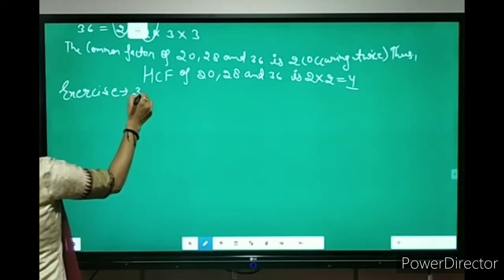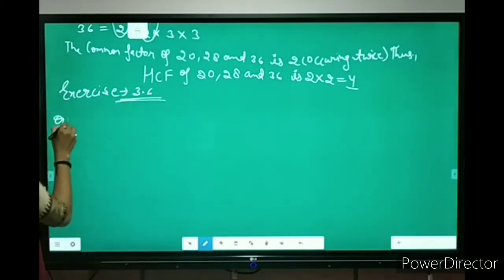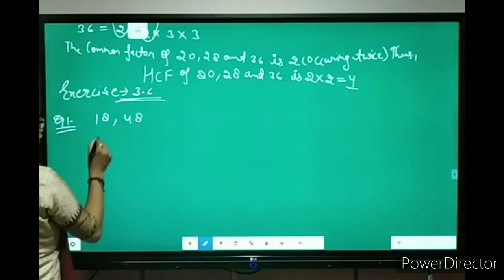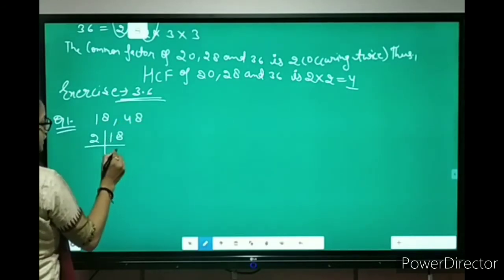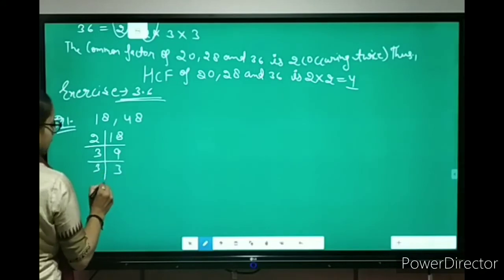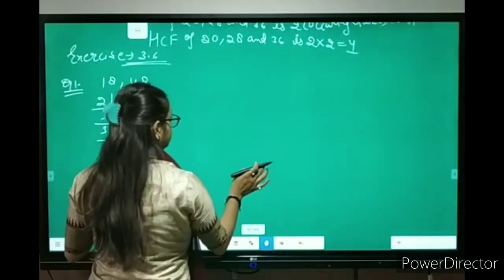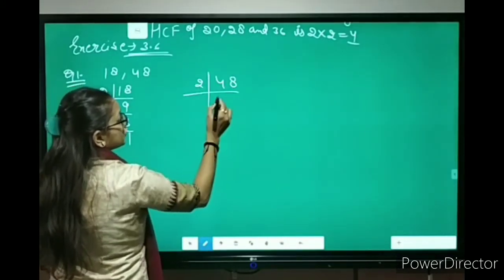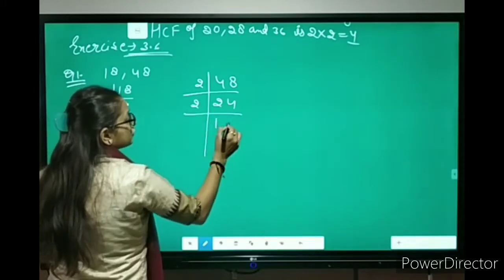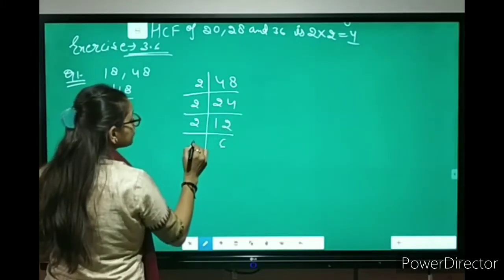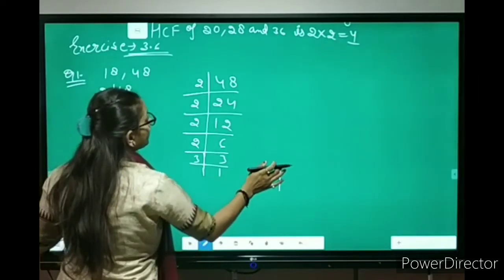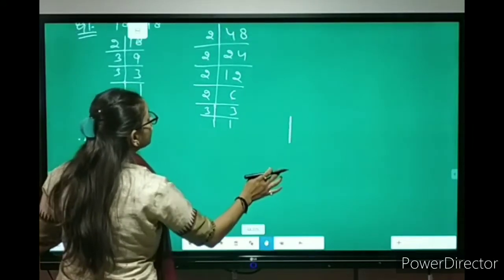One more example is exercise 3.6, question number 1. Find the HCF of the following numbers: 18 and 48. Factors of 18: 2 nines are 18, 3 threes are 9, and 3 ones are 3. Factors of 48, 2 sixes are 12, 2 threes, 3 ones are 3.